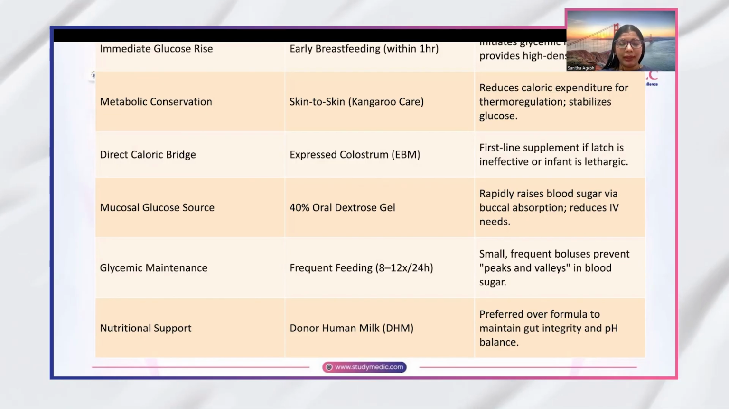Next one is glycemic maintenance. We need to feed the baby 8 to 12 times in 24 hours. Small and frequent boluses prevent the peaks and valleys in the blood sugar. Then nutritional support. If the mother doesn't have milk, it's better to give donor breast milk rather than going for formula milk.